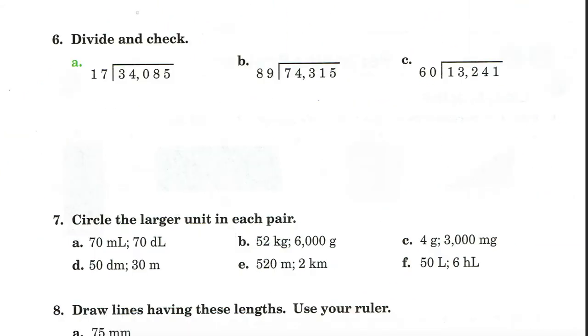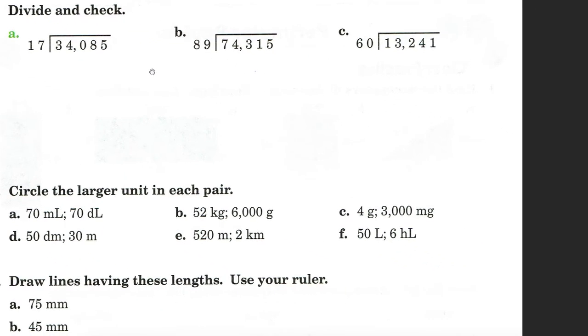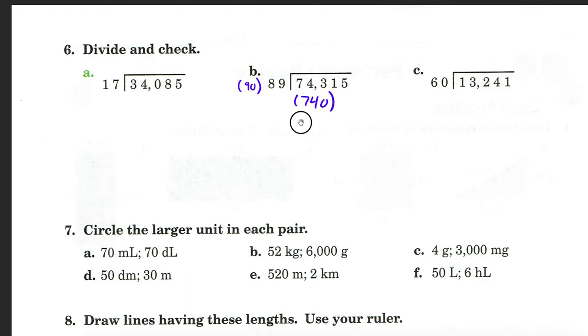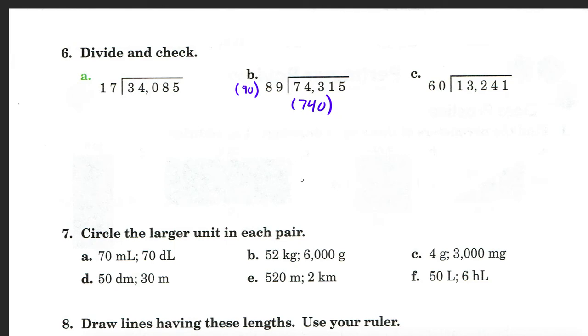All right, next page here. Divide and check. You guys practice this a lot. So make sure you guys are just rounding your divisor. Okay. So instead of dividing 89 goes into 743, how many times? Round your number. So 90 goes into 740. How many times? This makes it easier for you to estimate what the number is.